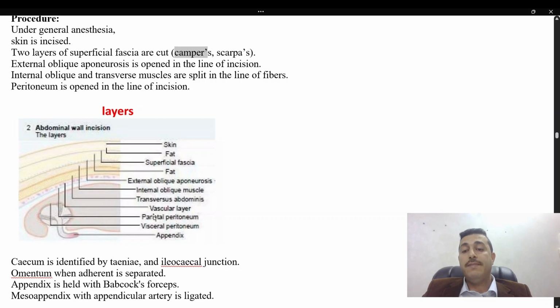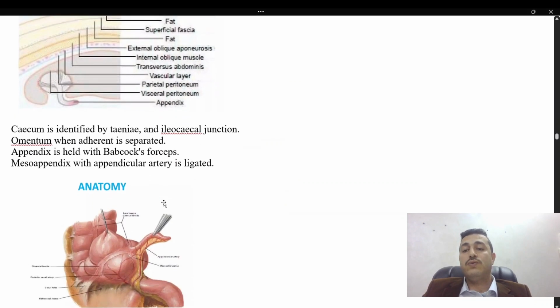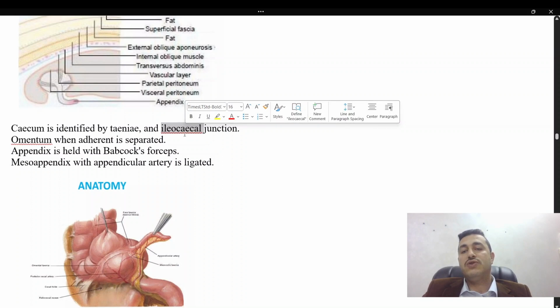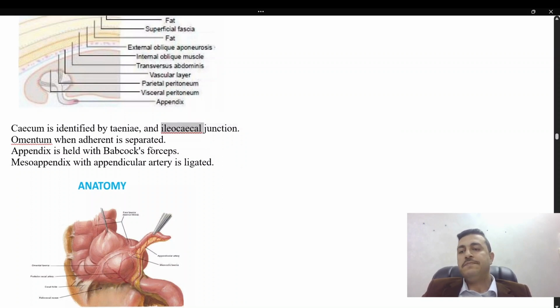Then we reach the peritoneum, the parietal and visceral peritoneum, and we said that we find the cecum after we track the taenia coli. When they join together, there will be the base of the appendix. The ileocecal junction actually is 2 centimeters above and medial.